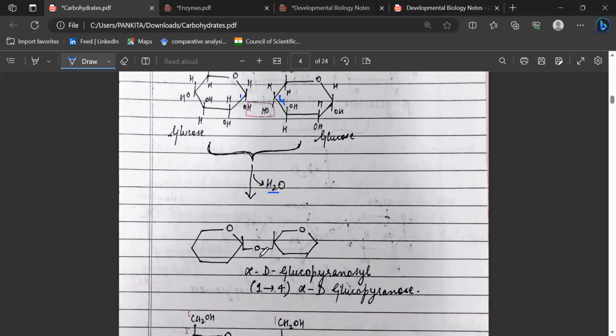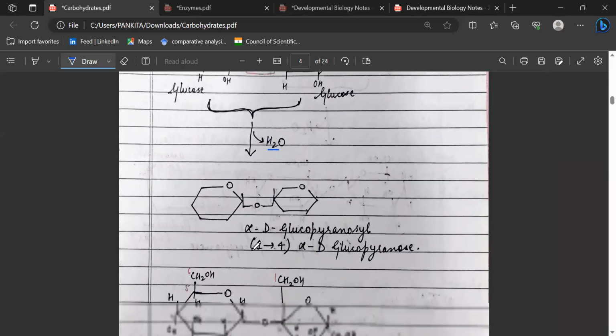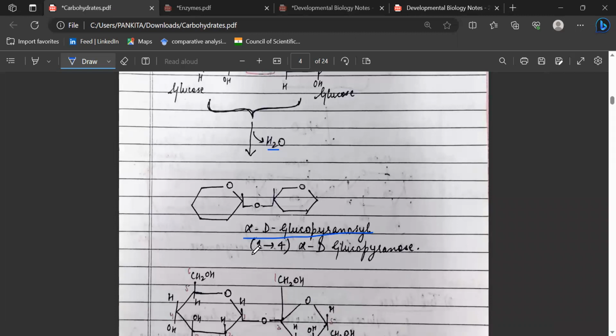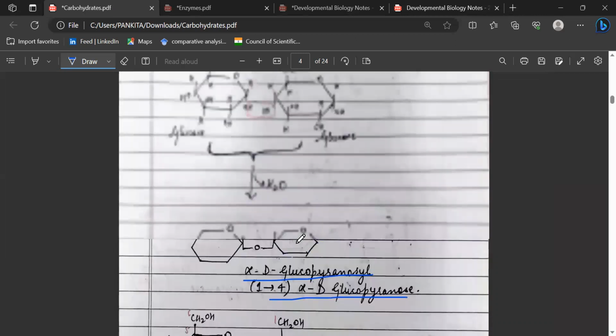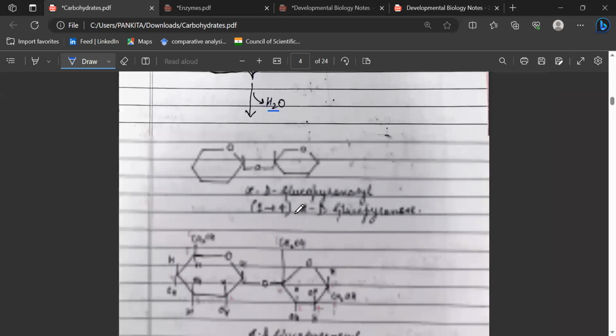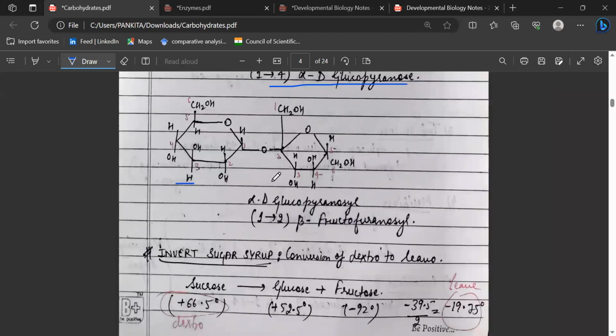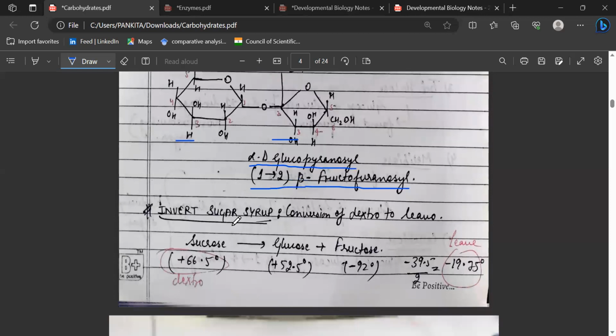A water molecule is removed and we get the structure of maltose, whose IUPAC name is alpha D glucopyranosyl 1,4 alpha D glucopyranose. Maltose is made up of two glucose units, and if it's made up of glucose and fructose ring, we get alpha D glucopyranosyl 1,2 beta fructofuranosyl.